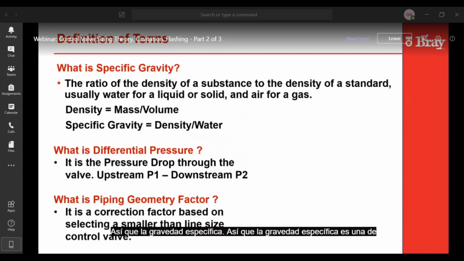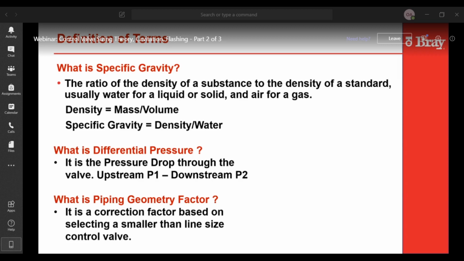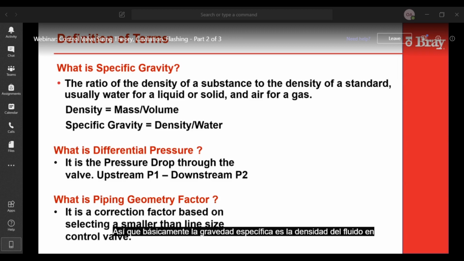So specific gravity is one of the key components in liquid sizing, and this is all liquid sizing. You need to know the specific gravity of the fluid, which is the density, your mass over volume, in relation to a known substance, which we typically use water. So specific gravity is basically the density of the fluid in relation to water. And those are published for most all the fluids that you can get the specific gravity.